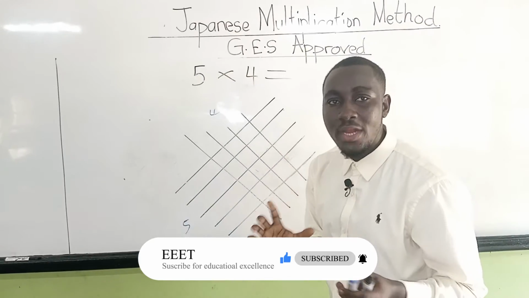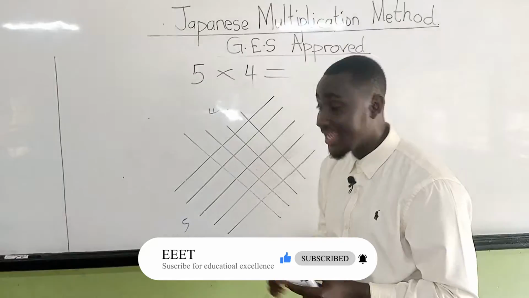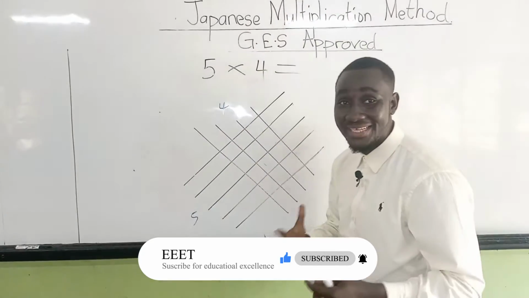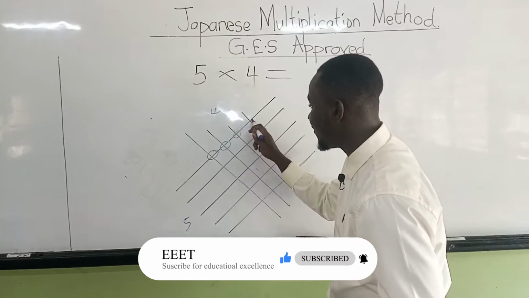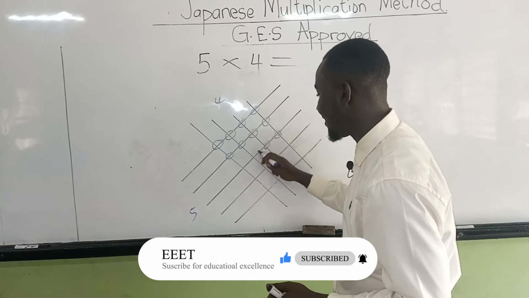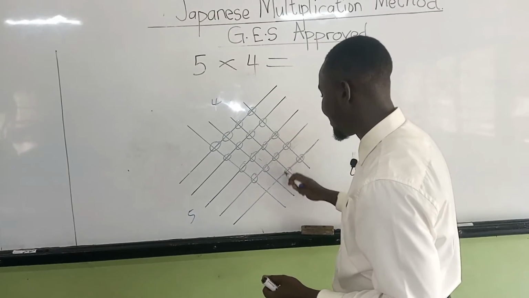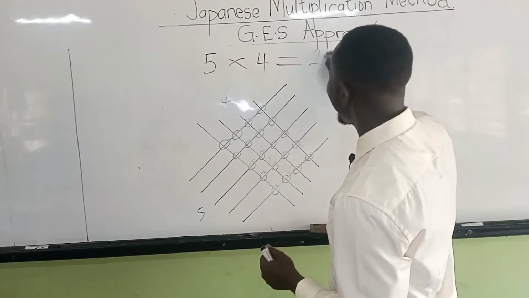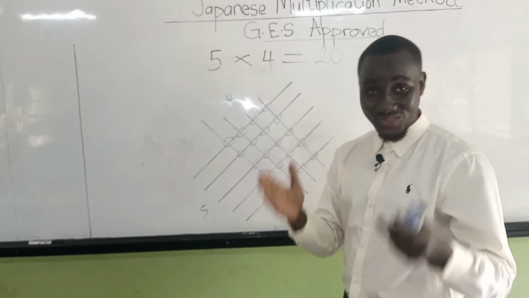Now the goal is to have intersections. The goal is to have meeting points. Okay, so that is why we have drawn it like that. All right, so let's count the number of meeting points. 1, 2, 3, 4, 5, 6, 7, 8, 9, 10, 11, 12, 13, 14, 15, 16, 17, 18, 19, 20. So we have 20 meeting points. So 5 times 4 is giving us 20.